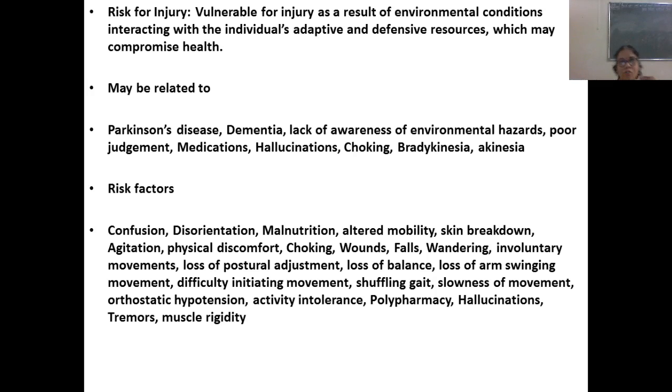Next, risk for injury may be related to Parkinson's disease, dementia, lack of awareness of environmental hazards, poor judgment, medications, hallucinations, choking, bradykinesia or akinesia. Risk factors are confusion, disorientation, malnutrition, altered mobility, skin breakdown, agitation, physical discomfort, choking, wounds, falls, wandering, involuntary movements, loss of postural adjustment, loss of balance, loss of arm swinging movement, difficulty initiating movement, shuffling gait, slowness of movement, orthostatic hypotension, activity intolerance, polypharmacy, hallucinations, tremors, muscle rigidity.